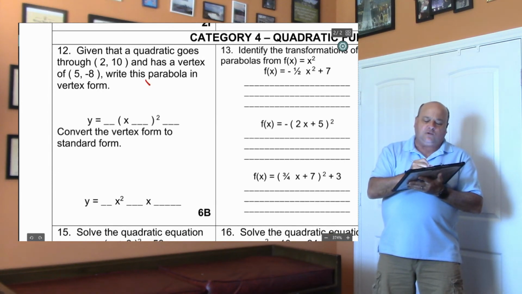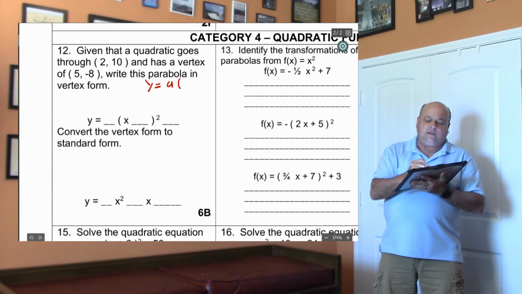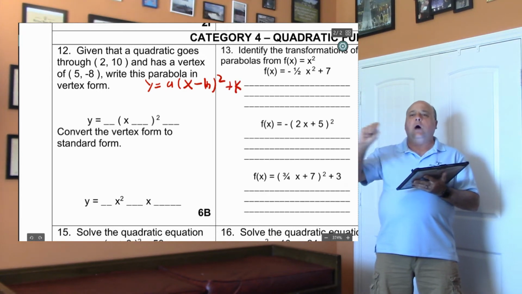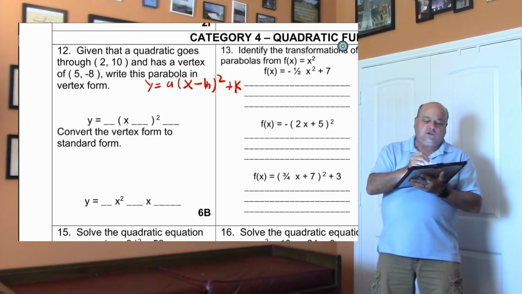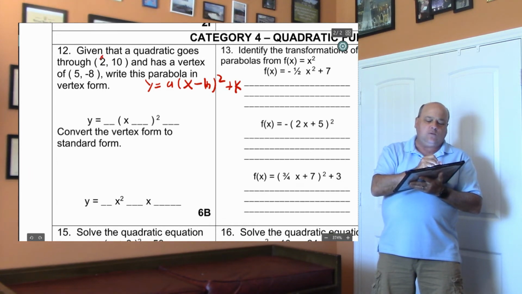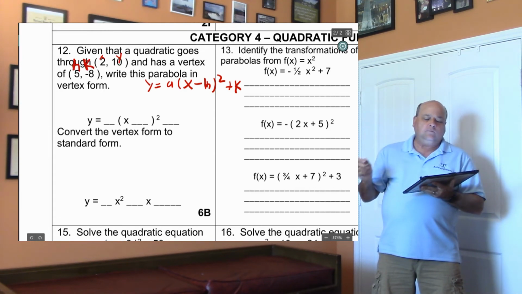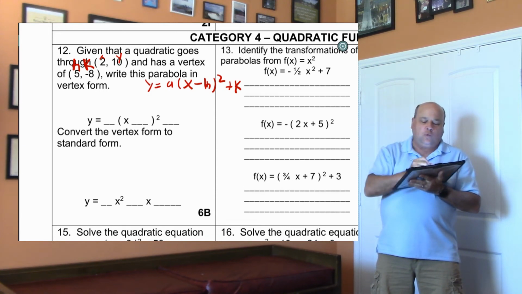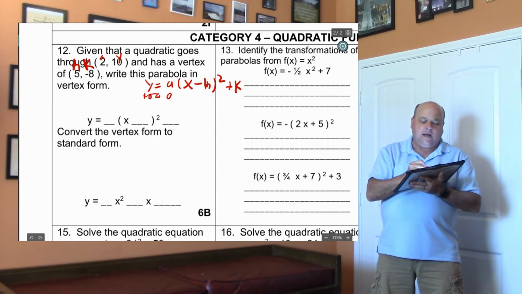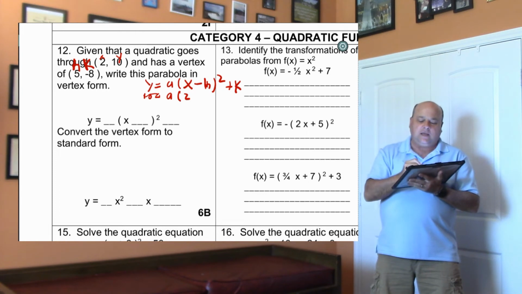Remember, your vertex form is y equals a parentheses x minus h squared plus k. Okay, so we know all of this but a, so we're going to plug this in. So the quadratic goes through this point, that's x and y, and then this is going to be my h and k. Okay, so I'm just going to plug these numbers in. So y is 10, I do not know what a is, the x is 2, the h flips signs, so the h is going to be minus 5 squared, and then the k is negative 8.